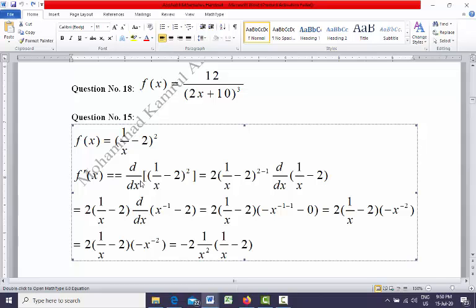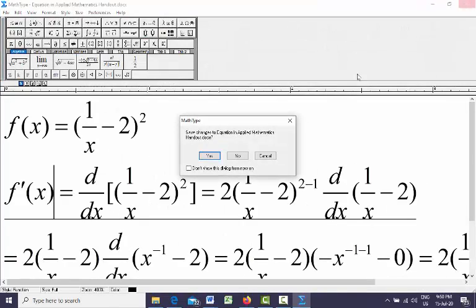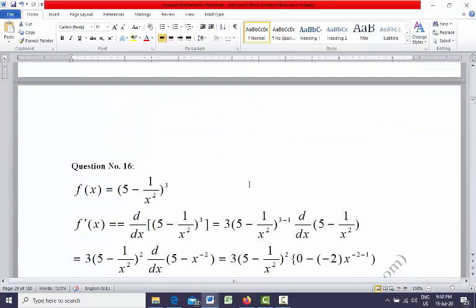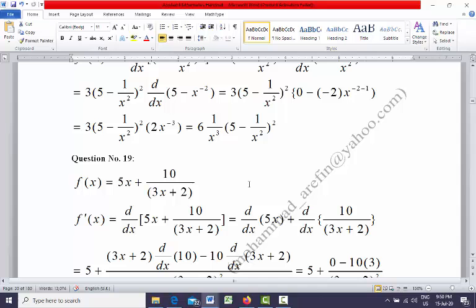Question number 15, you can solve it at your home, because this one is very easy. If you find any problem, you can ask me in our next session. I will help you to solve it. Similarly, question 16 is also easy. You solve it at your home. If you find any problem, you ask me in our next session.